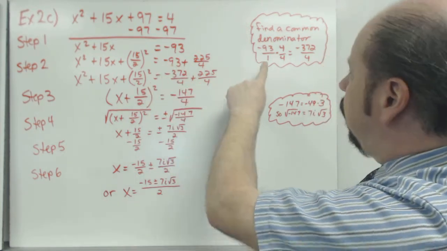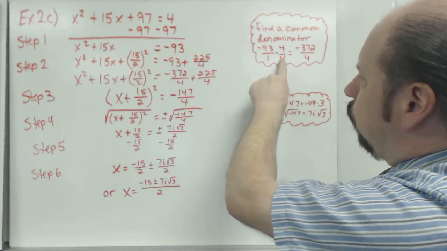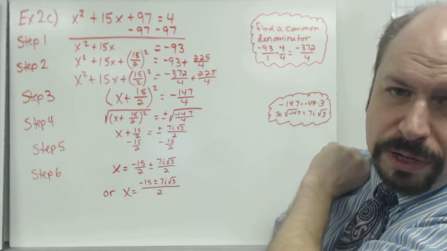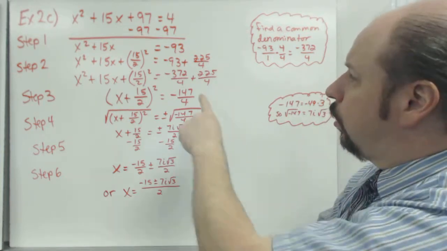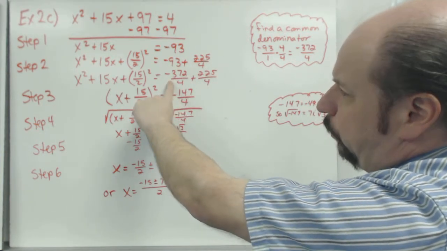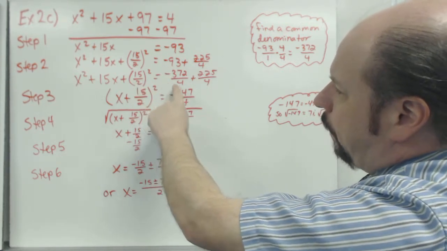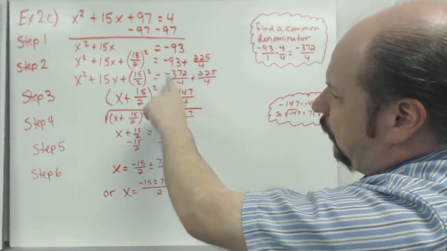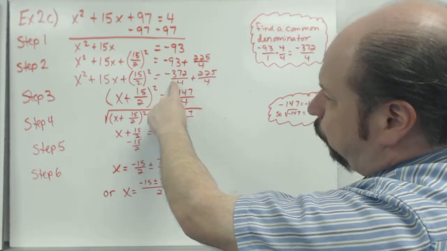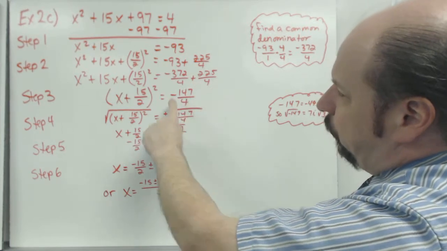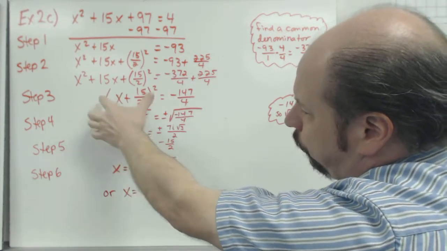And 93, negative 93, written as something over 4, well, if we find a common denominator and just multiply top and bottom by 4, we get negative 372 over 4. So that's where this negative 372 over 4 comes from. It's just negative 93 rewritten. Okay, now we can subtract these, or add them if you prefer to say it that way. Negative 372 over 4 plus 225 over 4 is negative 147 over 4.